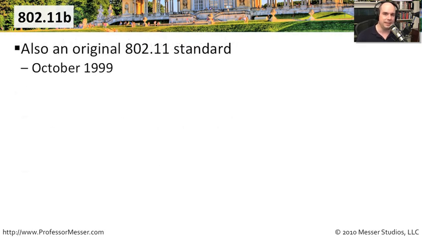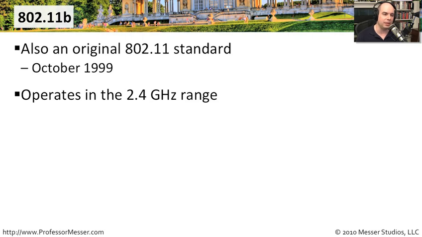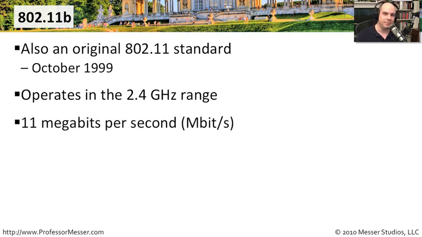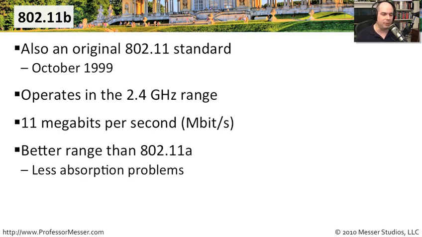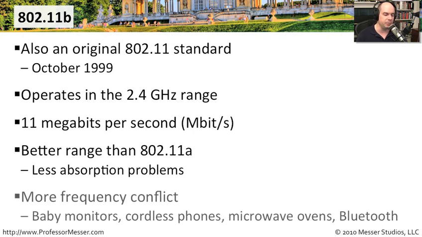802.11b came out at exactly the same time as 802.11a. The reason there were two standards is that the technologies behind them allowed them to work a little bit differently. As I've already mentioned, 802.11b operated in the 2.4 gigahertz range, so about half the frequency of 802.11a, but its speed was a lot less, 11 megabits per second. So there's a big difference between A and B when they were first released. It had a little bit better range because you didn't have to deal with those absorption problems, but one of the challenges at the 2.4 gigahertz range was interference.